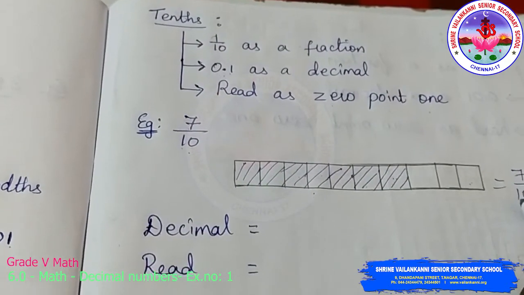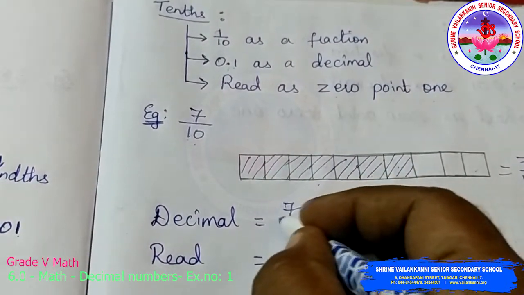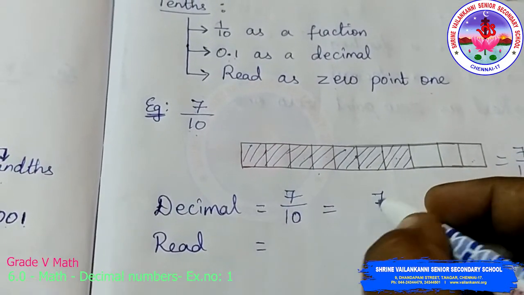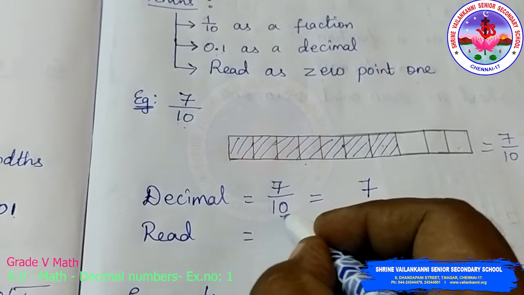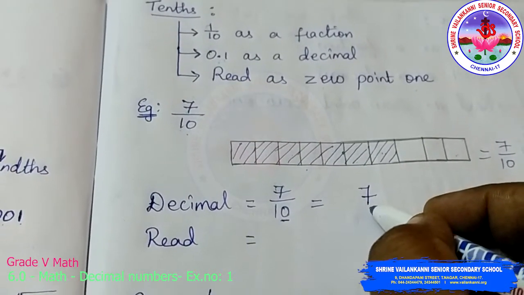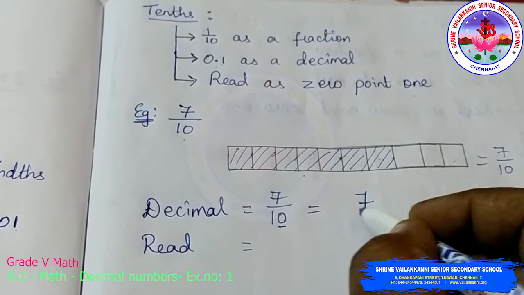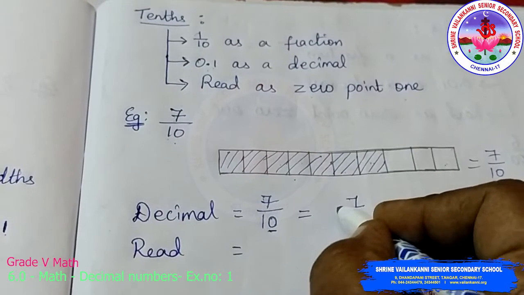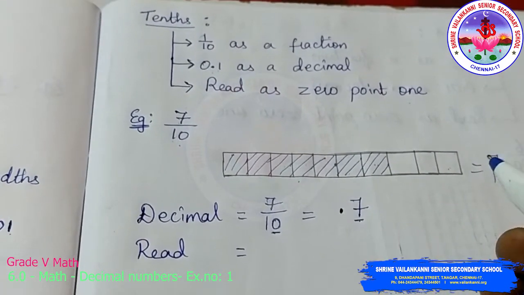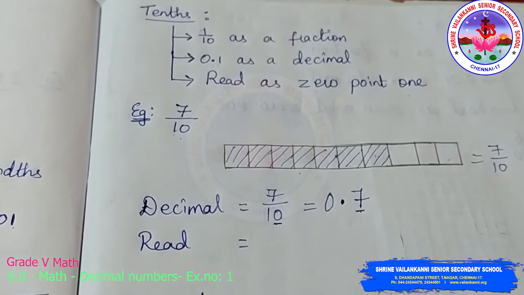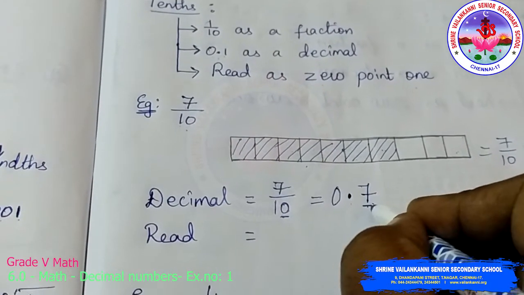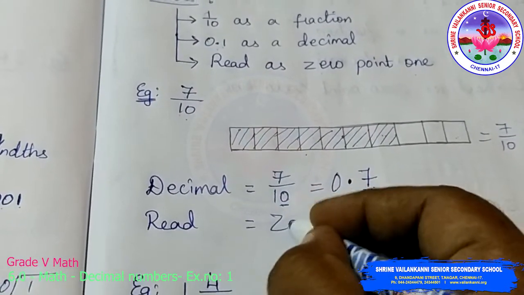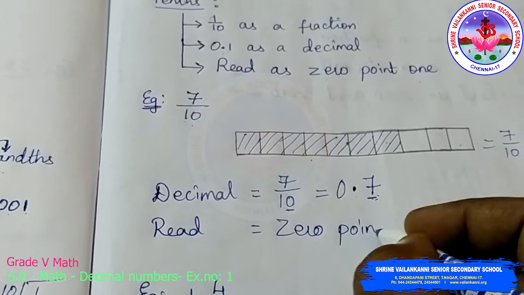So this is nothing but your 7 by 10 in picture. Now this 7 by 10 I am going to denote as a decimal. First you have to write the numerator as it is. For the denominator, how many zeros? One 0. So from the right side, one place you have to move to the left. After one place you have to give a decimal point. The whole number is 0. So 0.7 is your decimal number, and this can be read as 0.7.